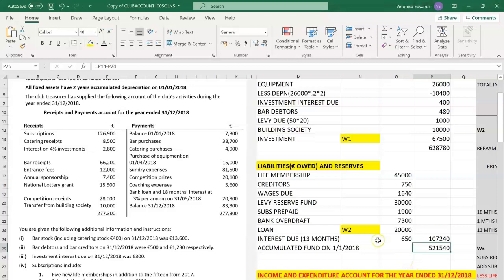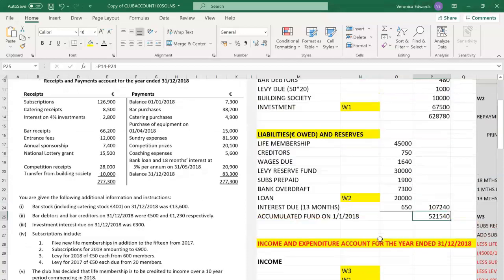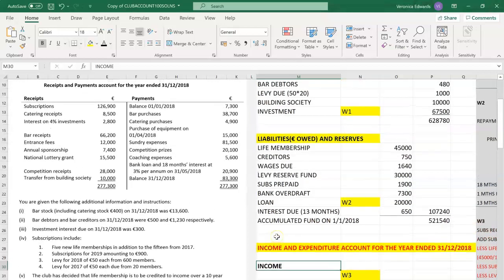521,540. So the next thing we need to do now is we need to prepare the income and expenditure account for 2018. Now, when we're looking at income here, we're talking about the total income for 2018, and income is money earned. So it's total money earned for 2018. Okay. Now, in order to figure out what your income is, it's a good idea to use your receipts as a guide.